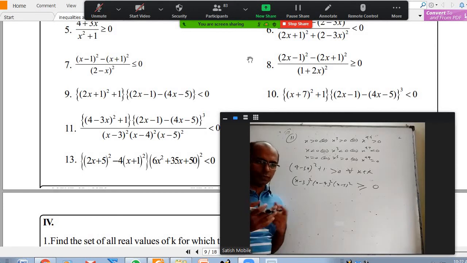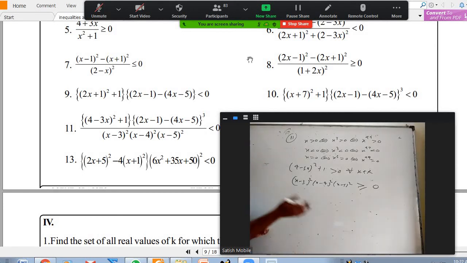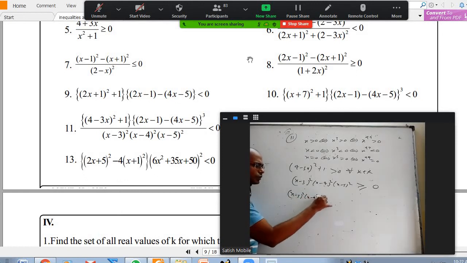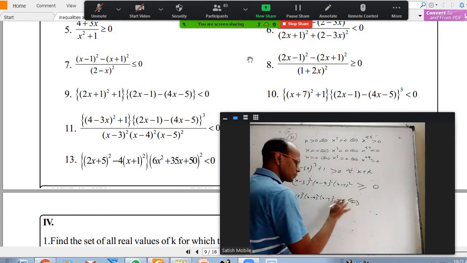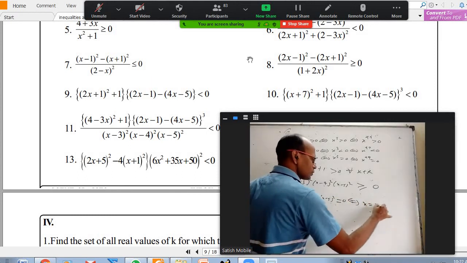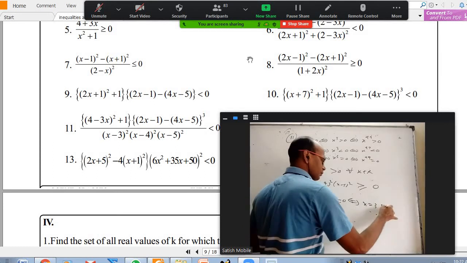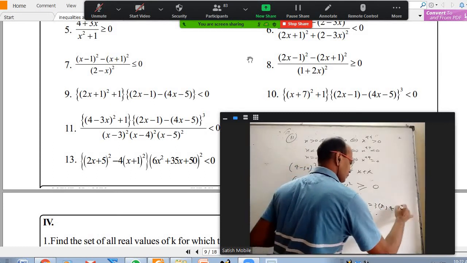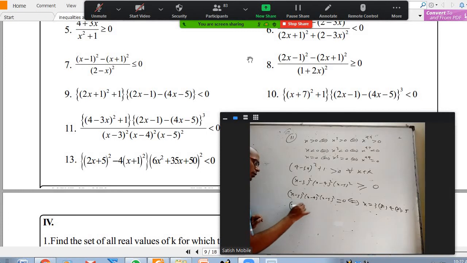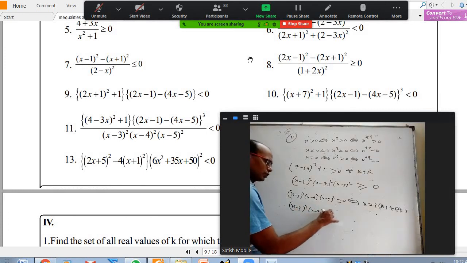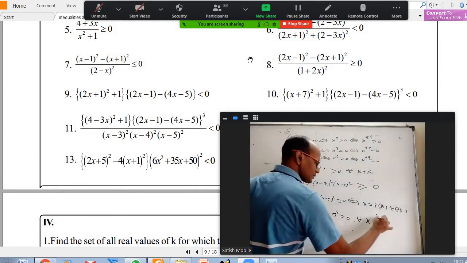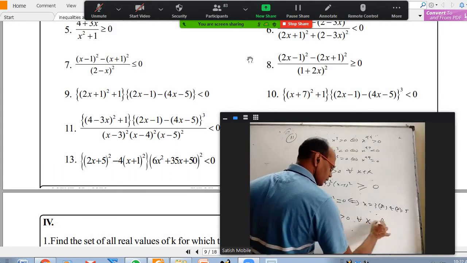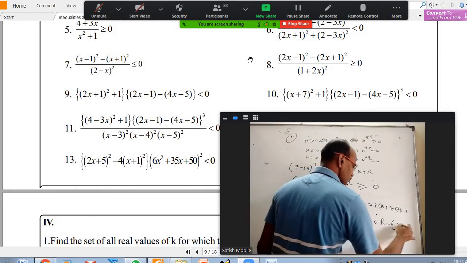So when I multiply them, it will be 0 or positive. But when will it be 0, and when will it be positive? (x minus 3) whole square into (x minus 4) whole square into (x minus 5) whole square is equal to 0 implies x is equal to 3 or 4 or 5. And the rest of the time it is positive. It is greater than 0 for all x belongs to all real numbers except 3, 4, 5.